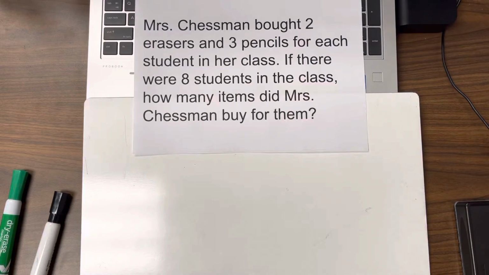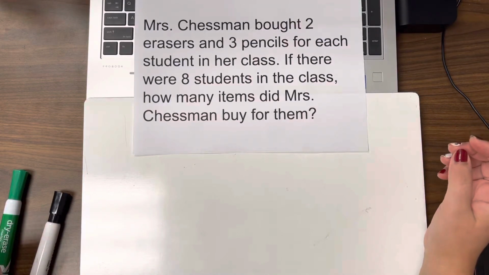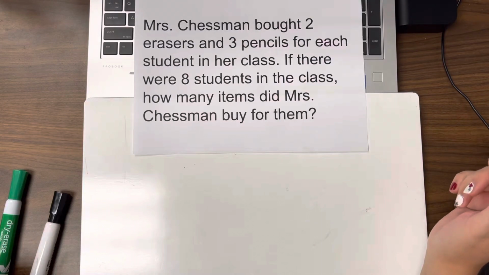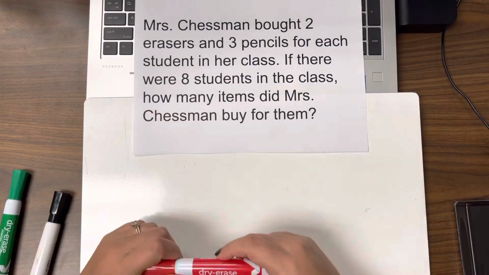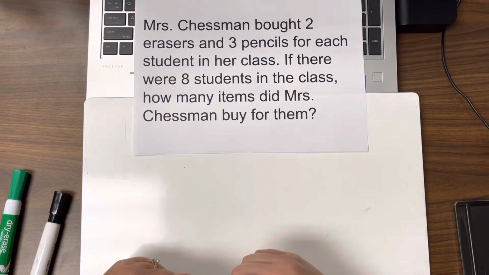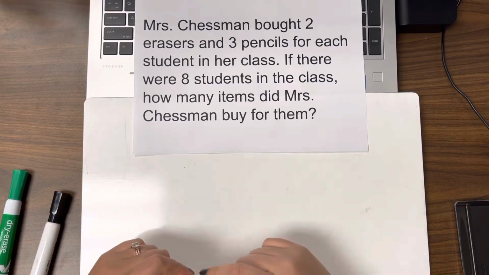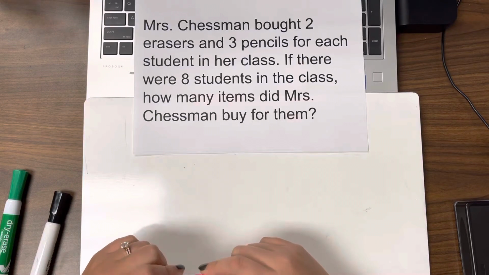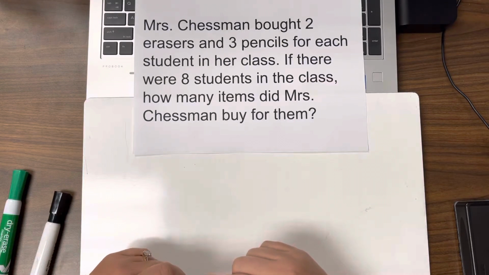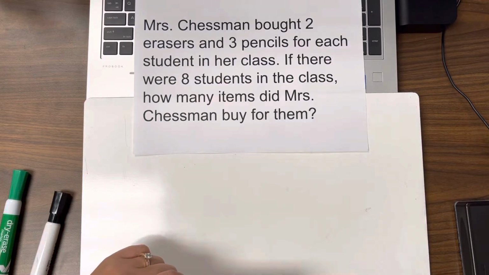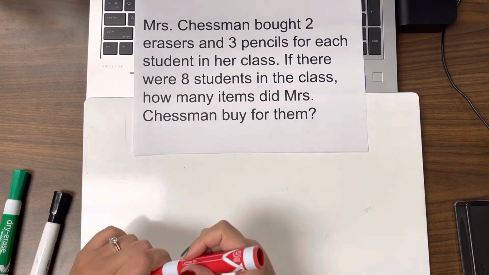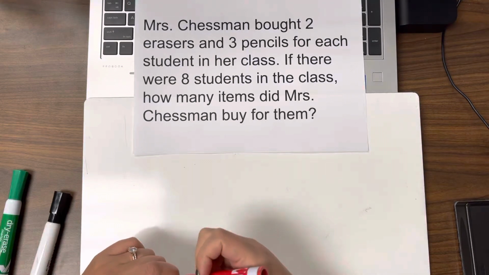Hey guys, today we're going to be going over some word problems that have two steps, and we're going to be doing multiplication and addition, okay? So the first word problem says Mrs. Chessman bought 2 erasers and 2 pencils for each student in her class. If there were 8 students in the class, how many items did Mrs. Chessman buy for them?